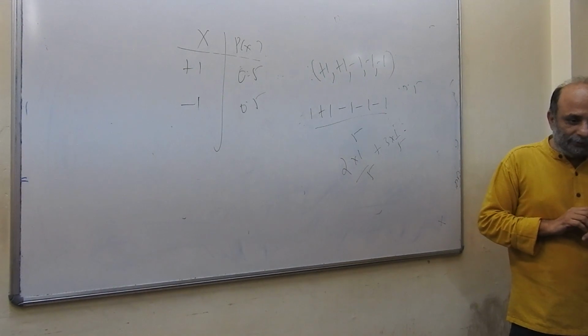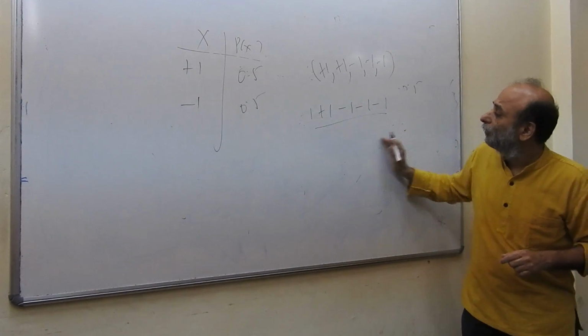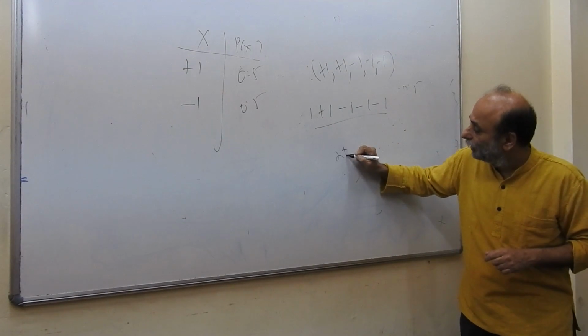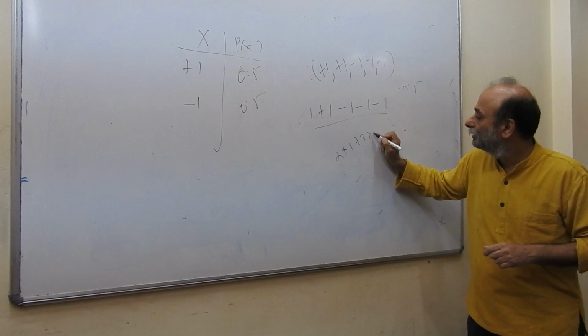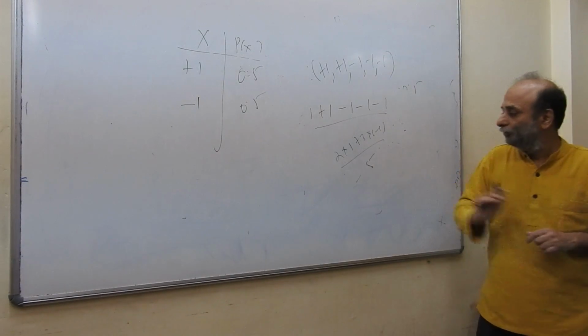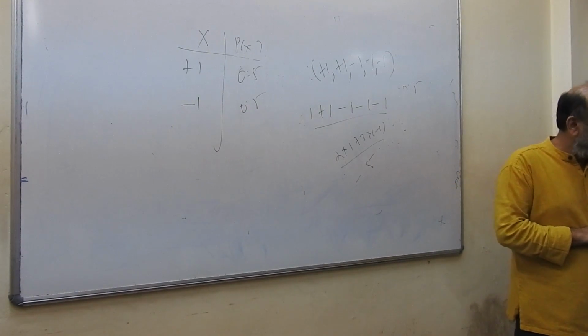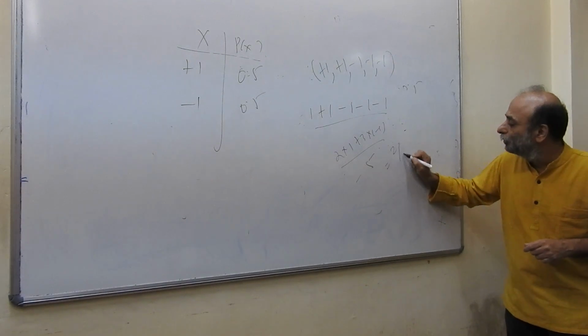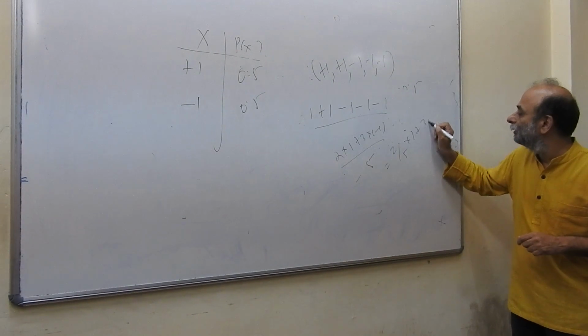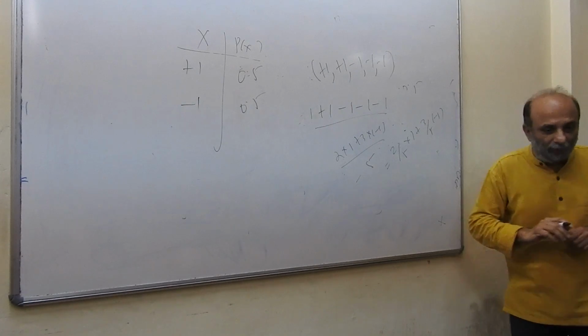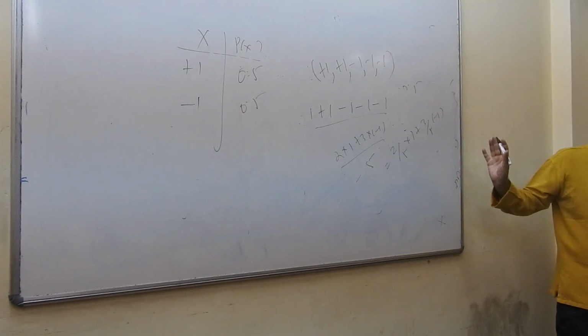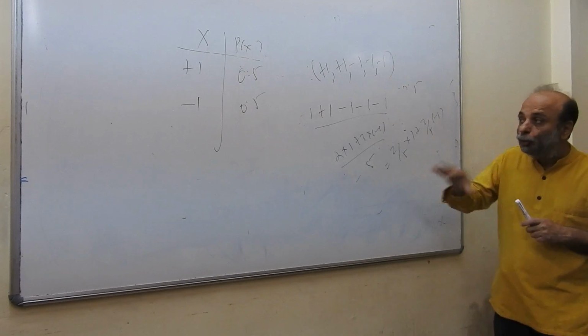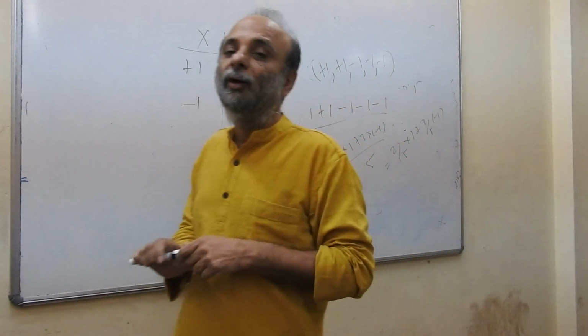I can write this as 2 upon 5 into 1 plus 3 upon 5 into minus 1. Sure? Now think of what is 2 upon 5 and what is 3 upon 5.